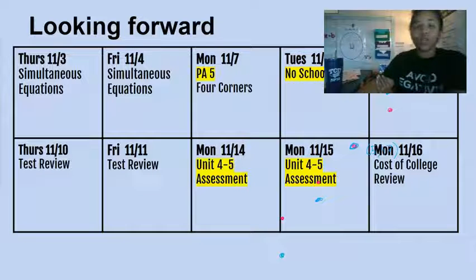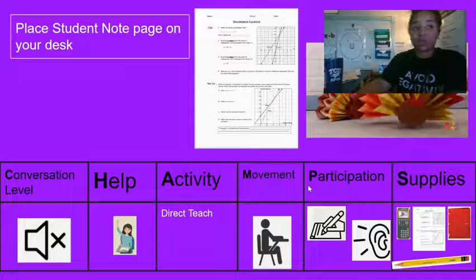Now looking forward, if you look here, we have our looking forward graph. Today's Friday, so we're going to be doing simultaneous equations. Then I'm not going to be able to see you till next Wednesday, and then we're going to be doing a four corners exercise, and then a performance assessment. After that, on Friday, we're going to have a test review. Then on Monday, we're going to have our Unit 4, Unit 5 test. And then we're going to start our cost of college project.